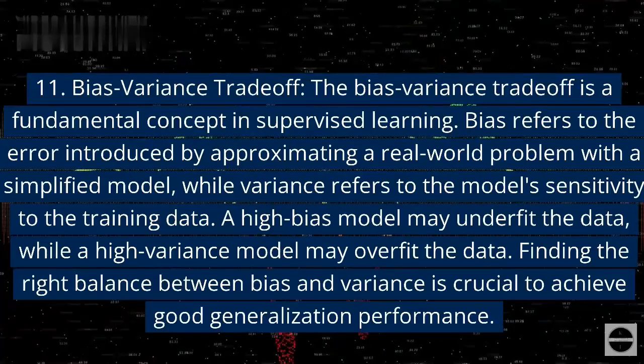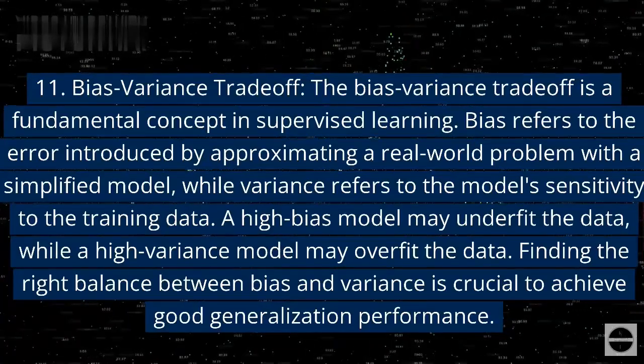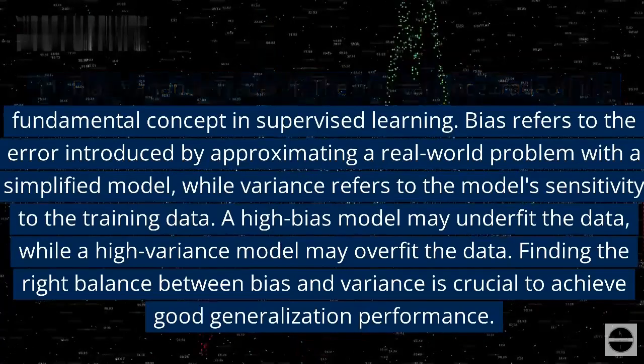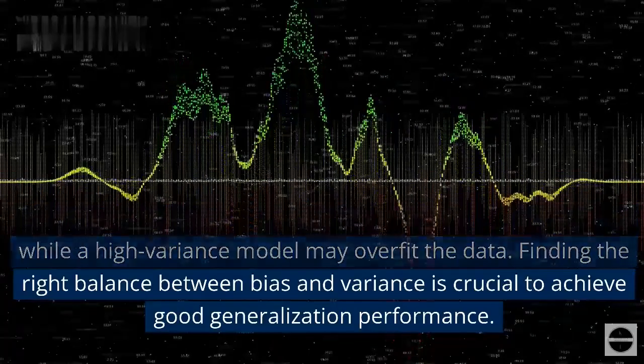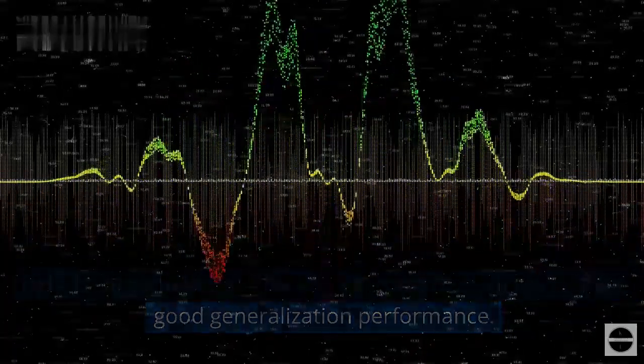A high-bias model may underfit the data, while a high-variance model may overfit the data. Finding the right balance between bias and variance is crucial to achieve good generalization performance.